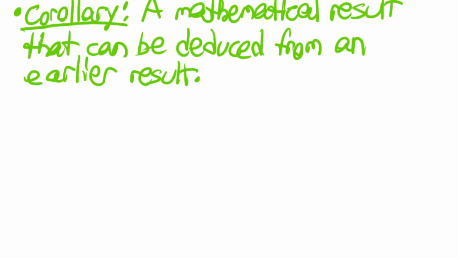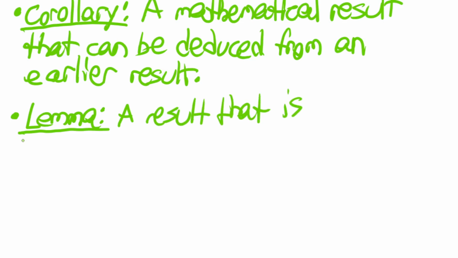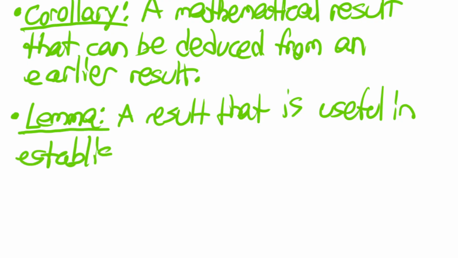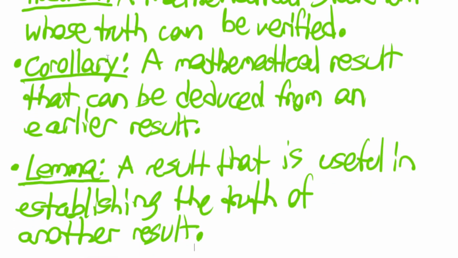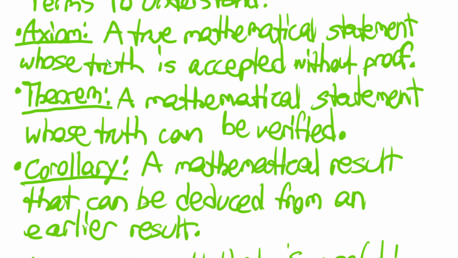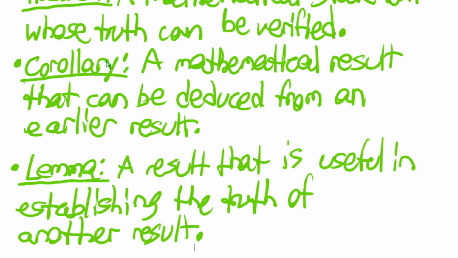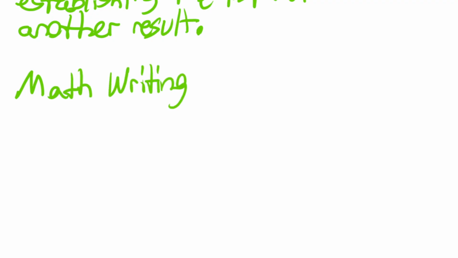And then the last one to understand is lemma. And a lemma is a result that is useful in establishing the truth of another result. So these four terms are important to understand when we work on proofs, because some of them are useful in helping us write a proof, and some of them, like corollaries, come from proofs. So you will see some application a little bit later of these terms. So now let's look at some math writing tips.